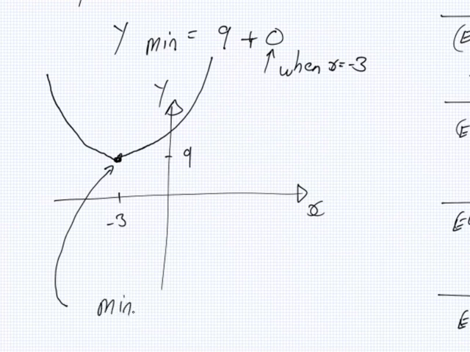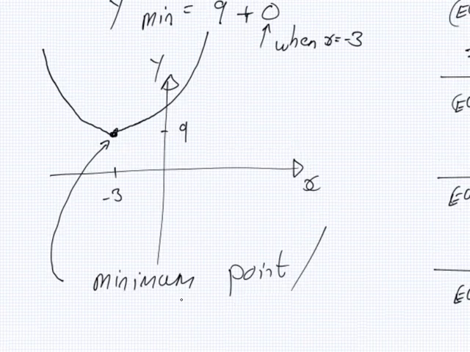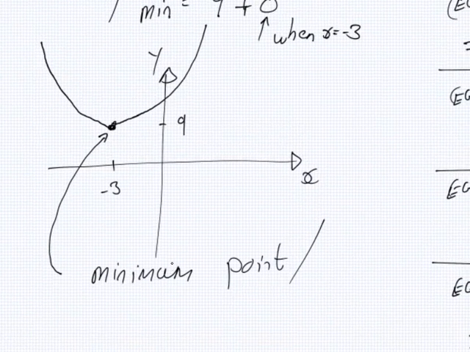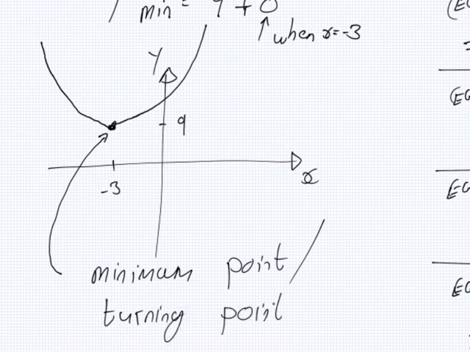Ah, yeah. Everybody knows that. Give me something more interesting. Minimum point, there's other names for it. Or lowest, nah, something more exciting. No, don't give me lowest or smallest or tiniest. Give me something else. No? No one else knows another name for this? Turning point, because the graph turned.